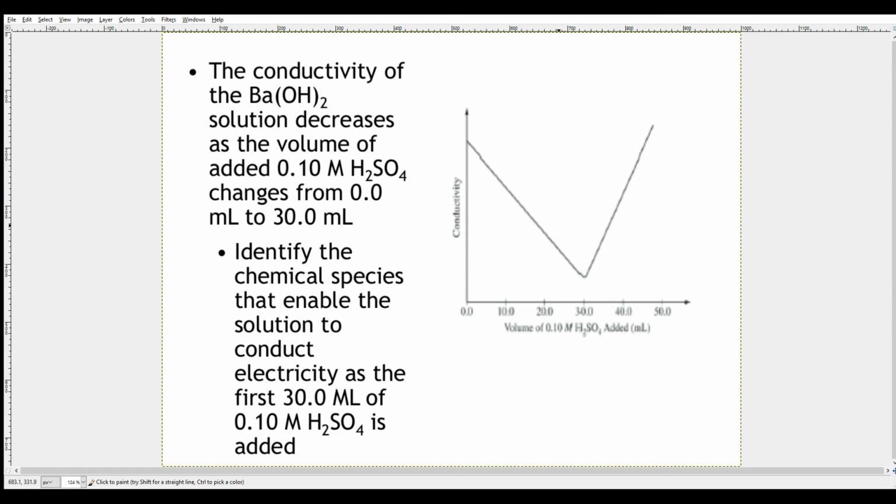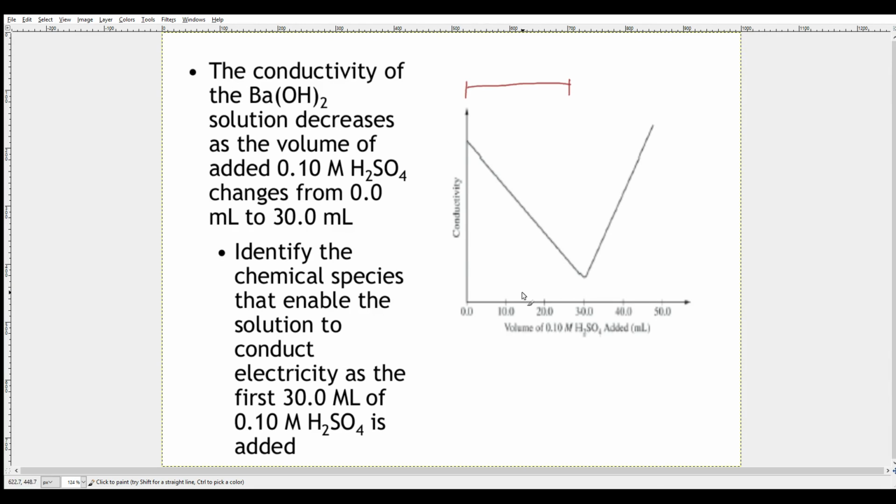So we know that the conductivity of barium hydroxide decreases. So here it is. This is initially barium hydroxide. So it decreases as the volume of sulfuric acid changes from 0 to 30. So we're talking about from here to here. And they're asking us to identify the chemical species that enables the solution to conduct electricity as the first 30 milliliters of 0.10 molarity sulfuric acid is added.